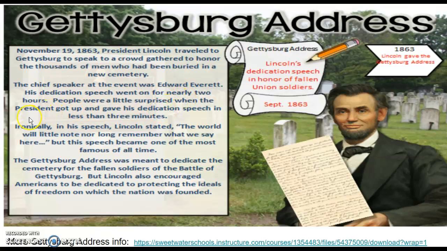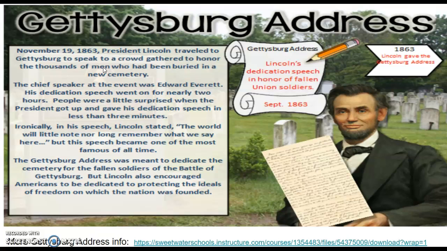What's notable about the speech, like I mentioned earlier, is that it took less than 3 minutes for him to give, which was a little odd because the first speaker during this event was Edward Everett, and his speech went on for about 2 hours.